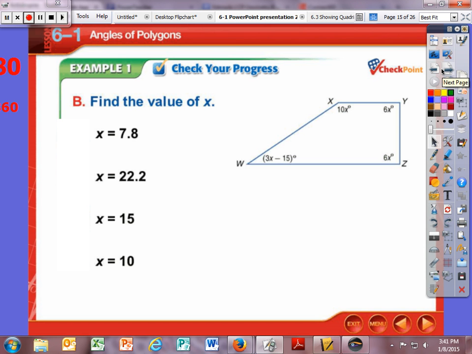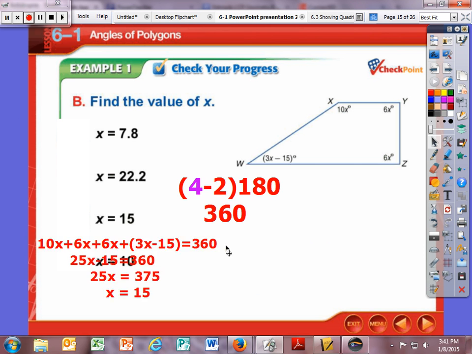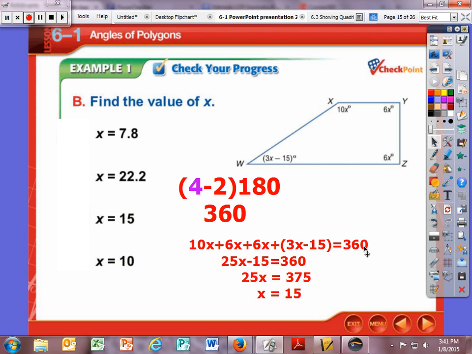Now that you've had a chance to work this one out, again, since this is a quadrilateral, it has 4 sides. So the first thing we're going to do is calculate the total sum of all the angles. And then the second thing we'll do is add all of these up and set the sum equal to what we just found, 360 degrees. So there we go. You can pause the video and take a look at this worked out. Make sure you feel good about x being 15.